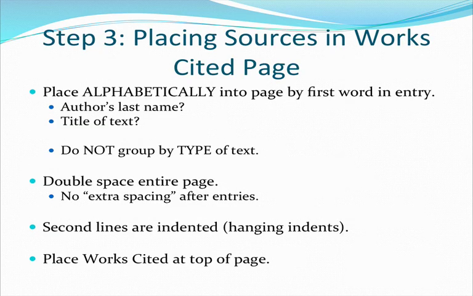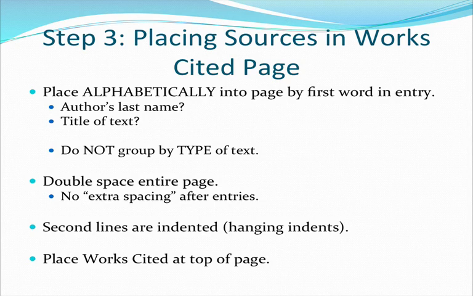So once you have collected the information, and then you have placed it into some sort of online formatting tool, step 3 is you actually have to take each of those individual entries and get them onto a works cited page. And so you can see the steps here. We need to place these sources alphabetically into the page by the first word in that entry. Ideally, that's going to be the author's last name. So Bob Smith, you would alphabetize that under S.